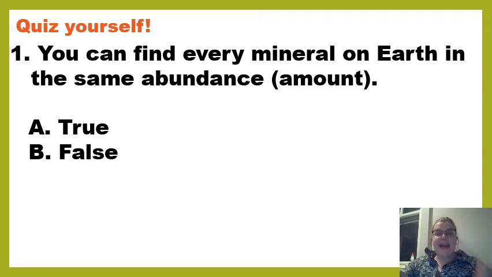You can find every mineral on Earth in the same abundance. Another word for abundance is amount. So what that would mean is that I could go into my backyard in New York State and find the same type of mineral in the same amount as I would if I hopped on a plane and flew to Australia and looked at the minerals in their backyard. So is this true or false?